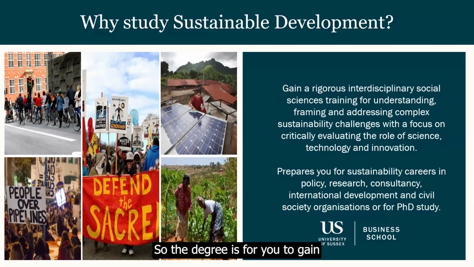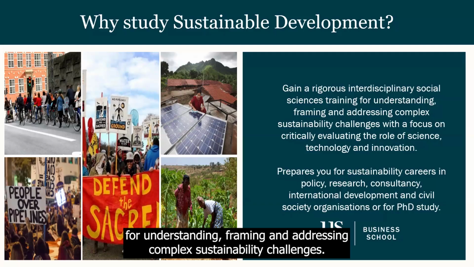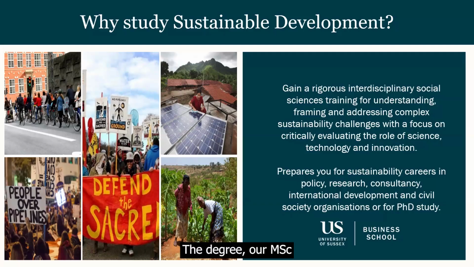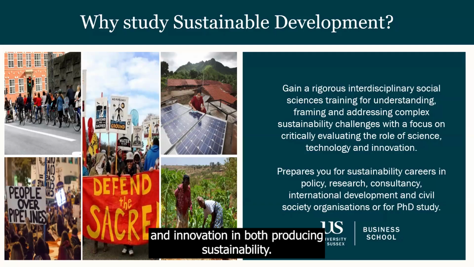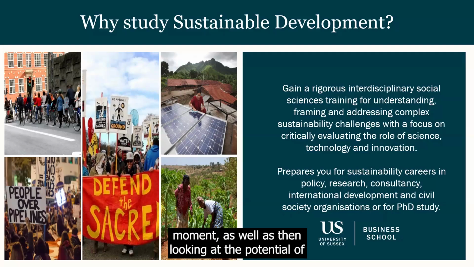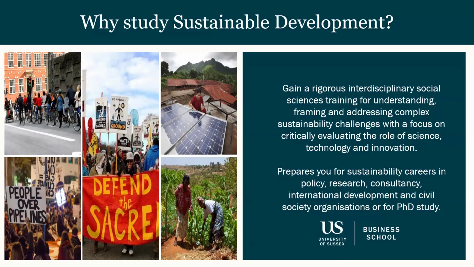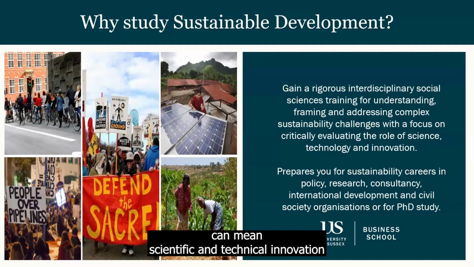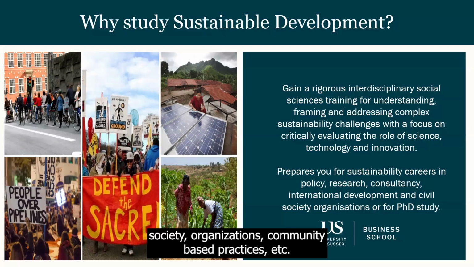So the degree is meant for you to gain a very rigorous interdisciplinary training, which is largely within the realm of social sciences, for understanding, framing, and addressing complex sustainability challenges. Our MSc has a particular focus on critically evaluating the role of science, technology, and innovation in both producing unsustainabilities historically and in the contemporary moment, as well as then looking at the potential of science, technology, and innovation in addressing some of these challenges, right? And innovation here can mean scientific and technical innovation, but it can also mean social innovation in terms of civil society organizations, community-based practices, etc.